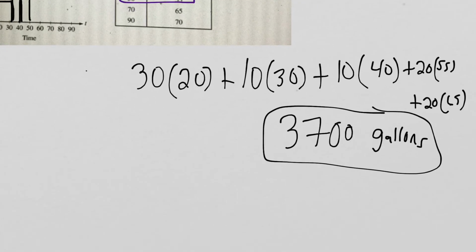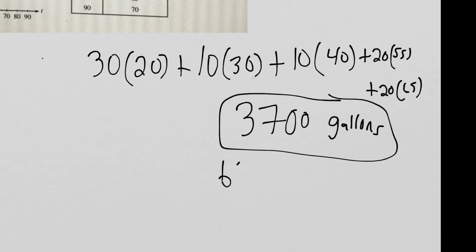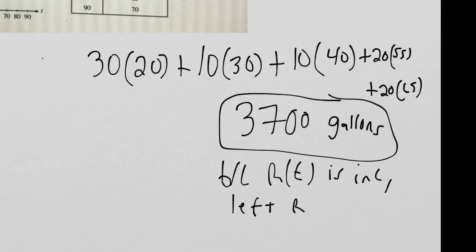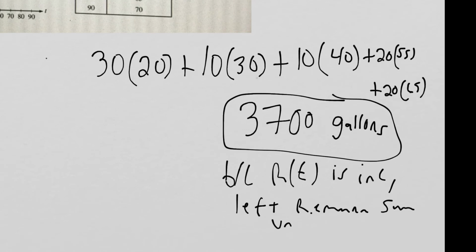So we can say, because R of t is increasing, the left Riemann sum is an under approximation.